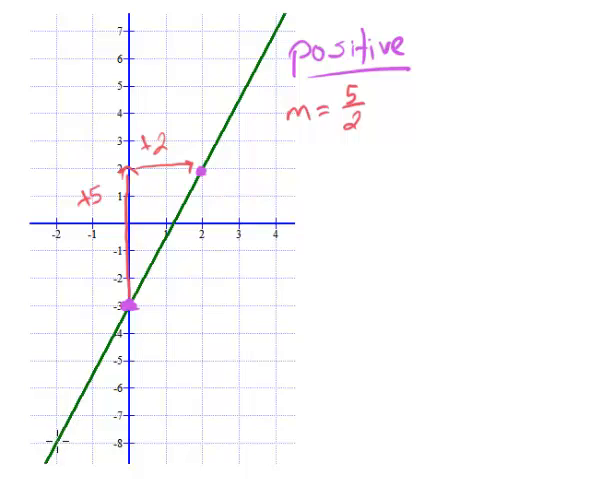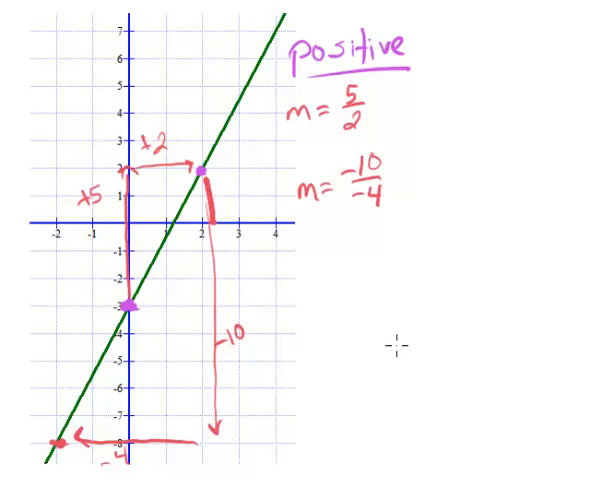If we had used this point here and this point, sorry about that, if we had used these two, then you could say this. If you go down, this right here is at 2, going all the way down to negative 8. This change here is negative 10. And then from here over, this change is negative 4. So if you had done this one, negative 10 over negative 4, negative divided by negative is positive.